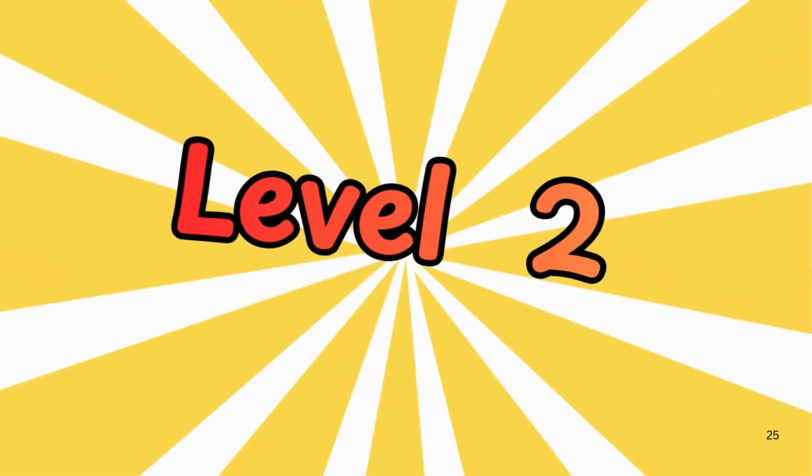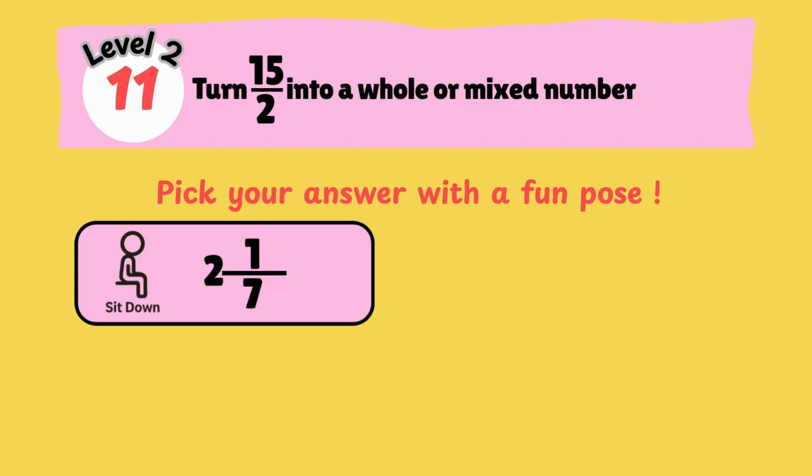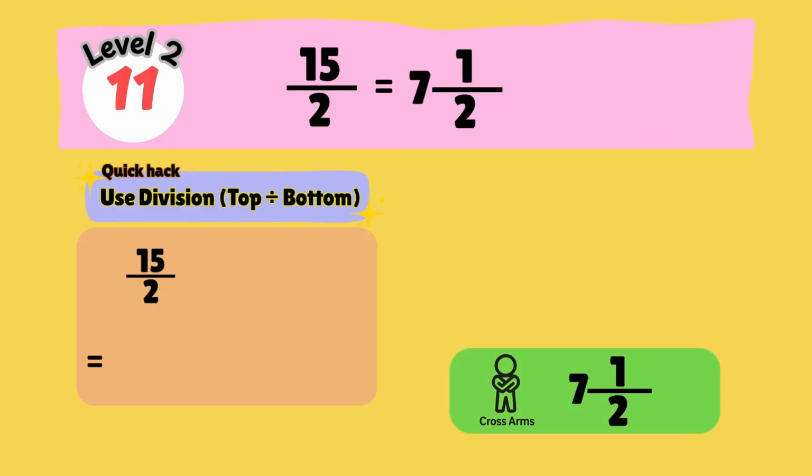Level 2. Turn 15 halves into a whole or mixed number. Seven and 1/2. 15 halves equal 7 and 1/2.